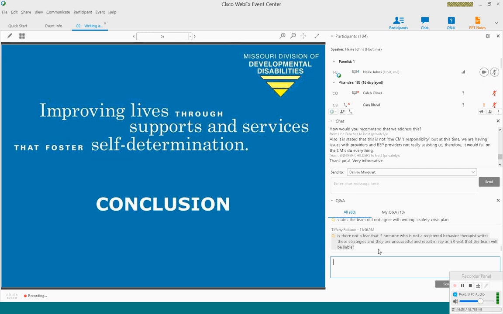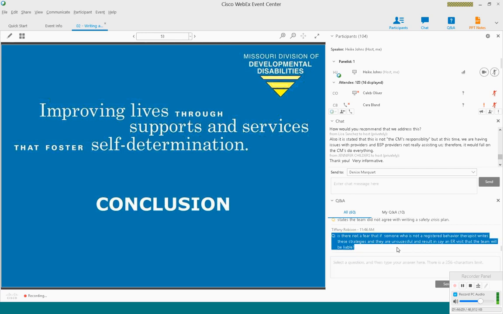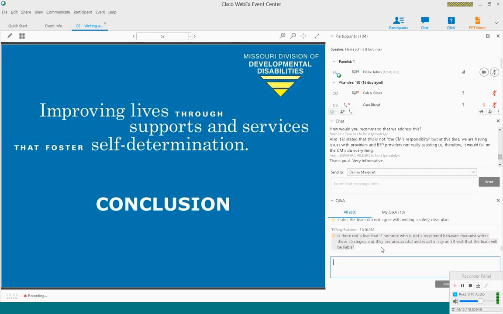I don't know how you would have a behavior support plan that did not have a what-to-do-about-the-behavior-when-it-happens section, which is the safety crisis plan. Again, we can't address that specific issue without seeing it, but in general, that's the answer.